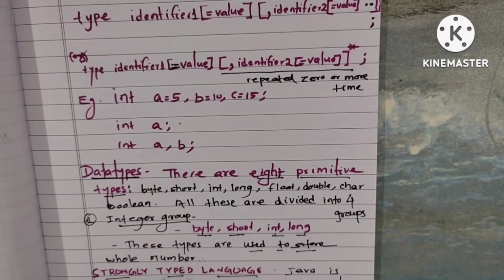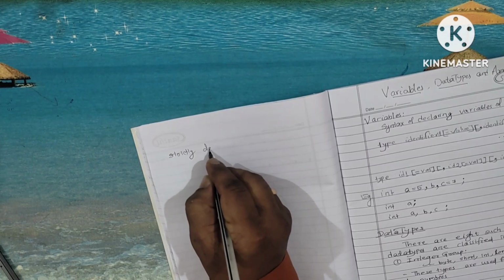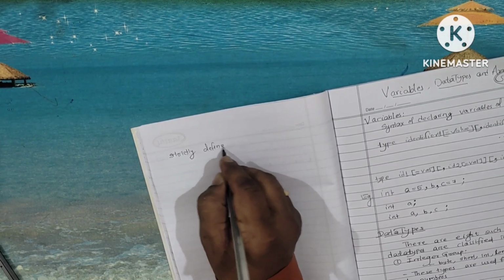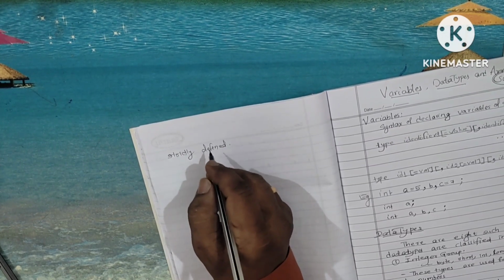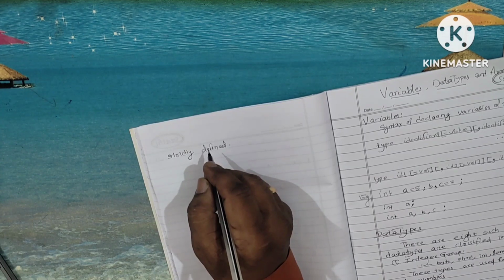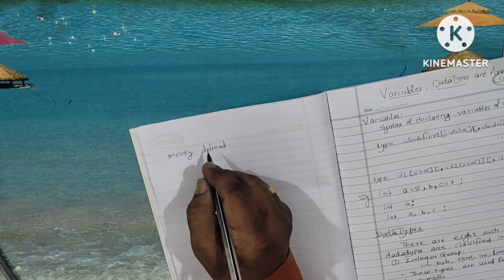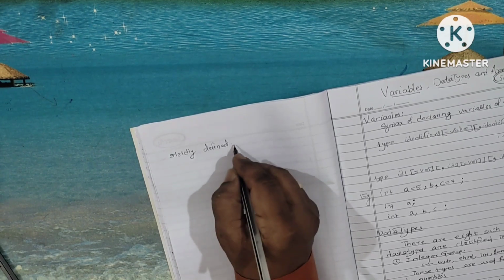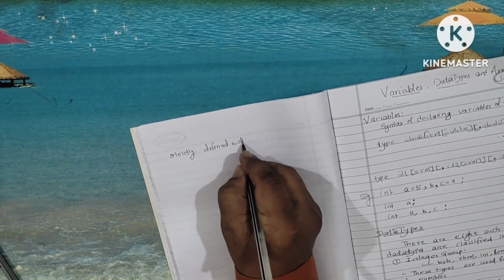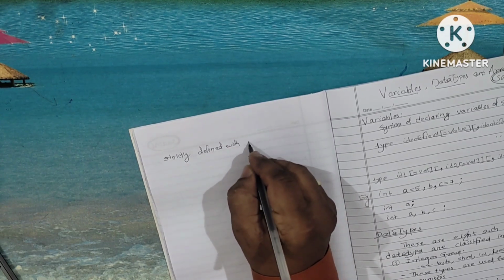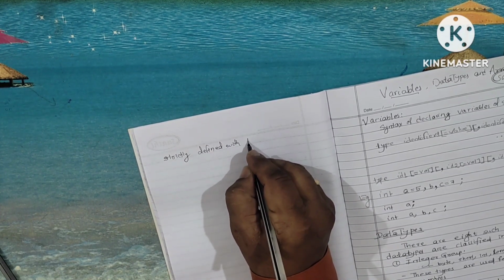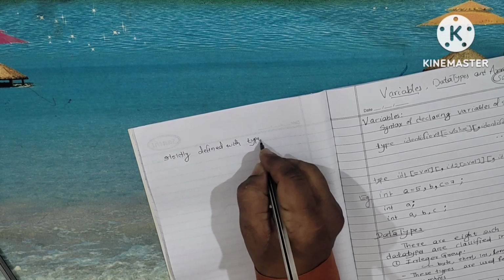Now let us discuss strongly typed language. Java is so called because every variable must be strictly defined with a data type, with the type information.